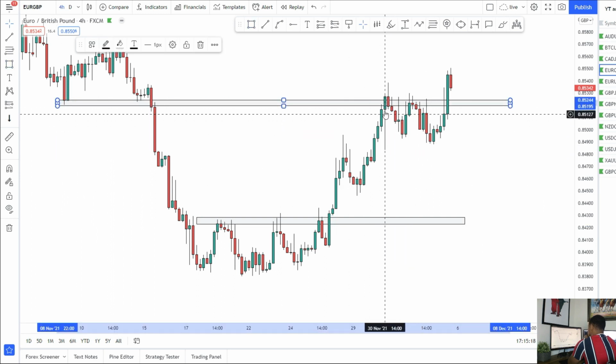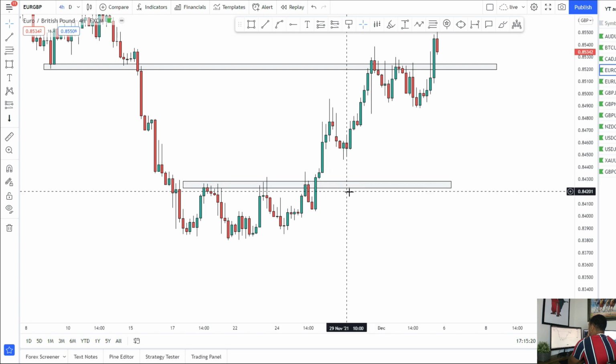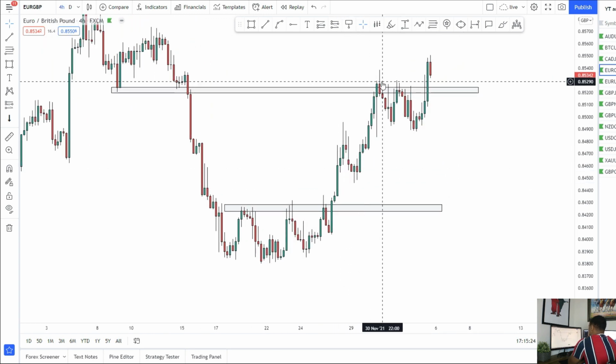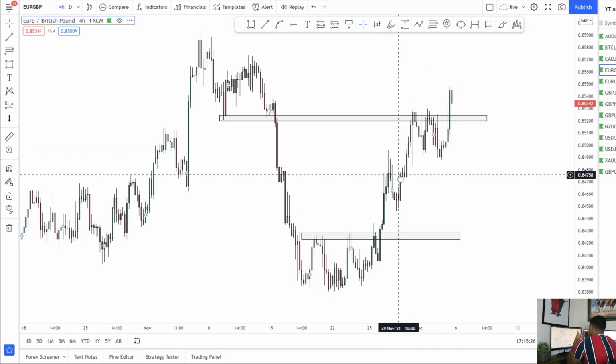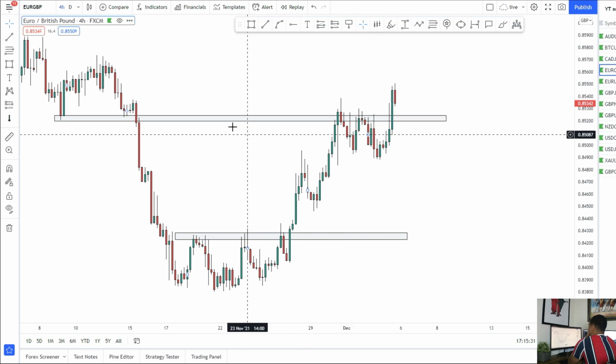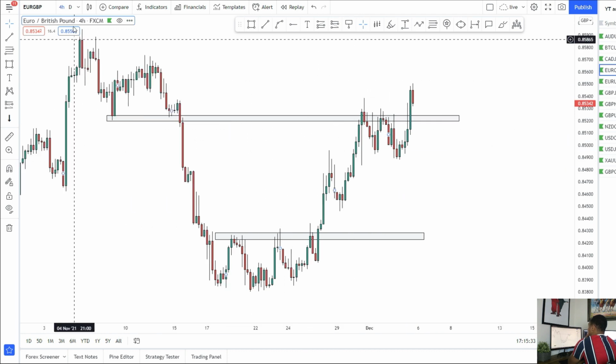As you can see here, we did see a push into that zone. However, we didn't quite have the retest there. Price came about halfway, found support, and then pushed on. So we did see that move to the upside, and we actually did see a break of that level just before the market closed. So we are still looking quite bullish for Euro Pound.